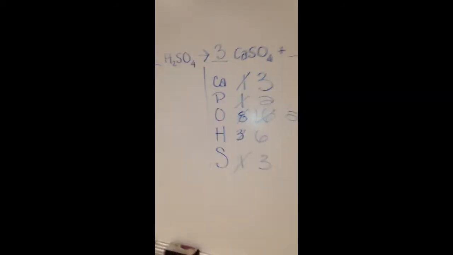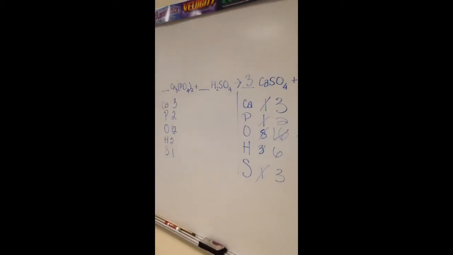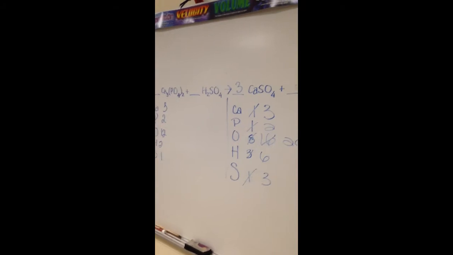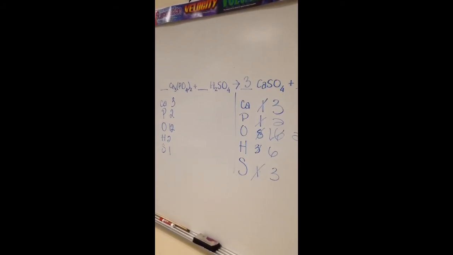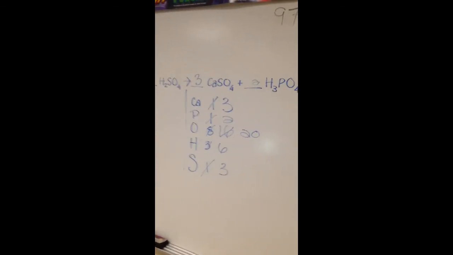All right. So now this is what we're looking like so far. We have the calcium is good, the phosphorus is good. Our oxygen is still off. We have a 12 to 20. Our hydrogen is off. We have a 2 to 6, and our sulfur is off. We have a 1 to 3. So we're going to continue going from there.